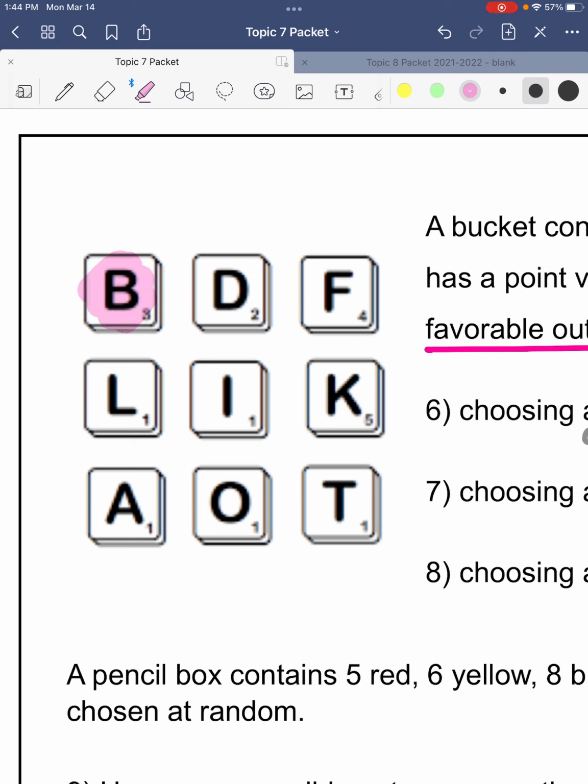F is worth 4 points. That one counts. L is worth 1 point. That one doesn't count. I is worth 1 point. That one doesn't count. K is worth 5 points. That one does count. A, O, and T on the bottom are all worth 1 point, so they don't count. So how many are worth 3 or more points? 3 tiles.